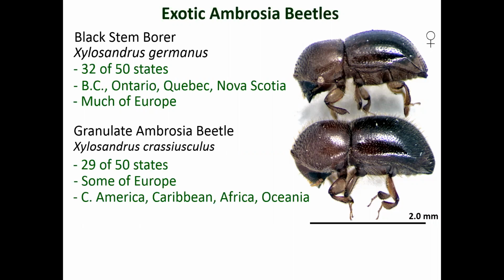The granulate ambrosia beetle is currently found or established in 29 of 50 states. It has less of a distribution in Europe, but also is found in Central America, the Caribbean, parts of Africa, and Oceania. Both these species, I should mention, are native to southeastern Asia. The black stem borer was first detected back in the 30s in North America in New York, and the granulate ambrosia beetle was first detected in 1974 in South Carolina.